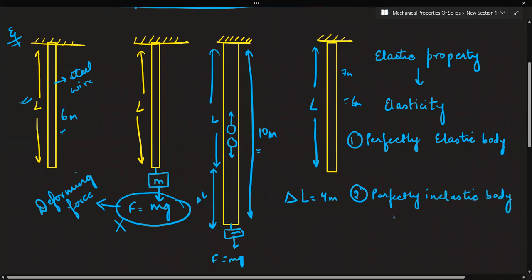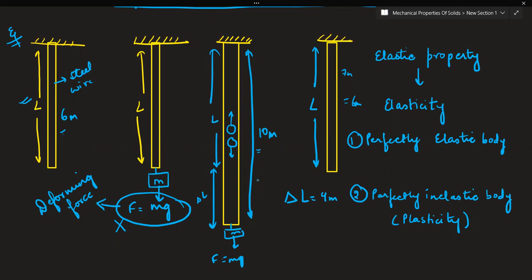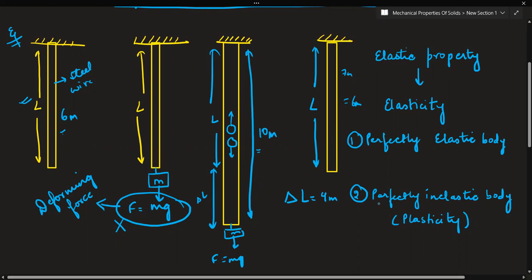This phenomenon is also called plasticity, and perfectly inelastic bodies are known as plastic bodies. So one we have is perfectly elastic, where the body is able to regain its exact original length, or whatever the configuration, size, or shape is. And if the body is not able to, then that is known as perfectly inelastic. For example, you can have paraffin wax or wet clay.